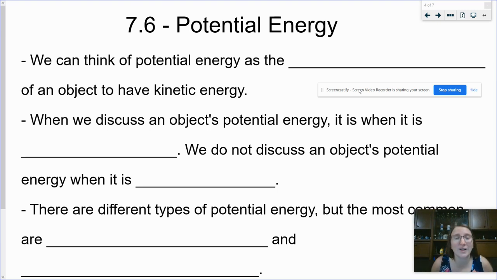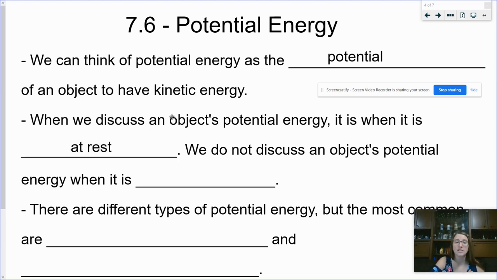So we've talked so far about kinetic energy, which is the energy an object has when it has speed, right? The formula for kinetic energy is 1/2 mass times speed squared. We also have a different type of energy though, which is potential energy. The reason why it's called potential energy is it is the potential of an object to have kinetic energy. So it doesn't yet have kinetic energy because it's at rest.